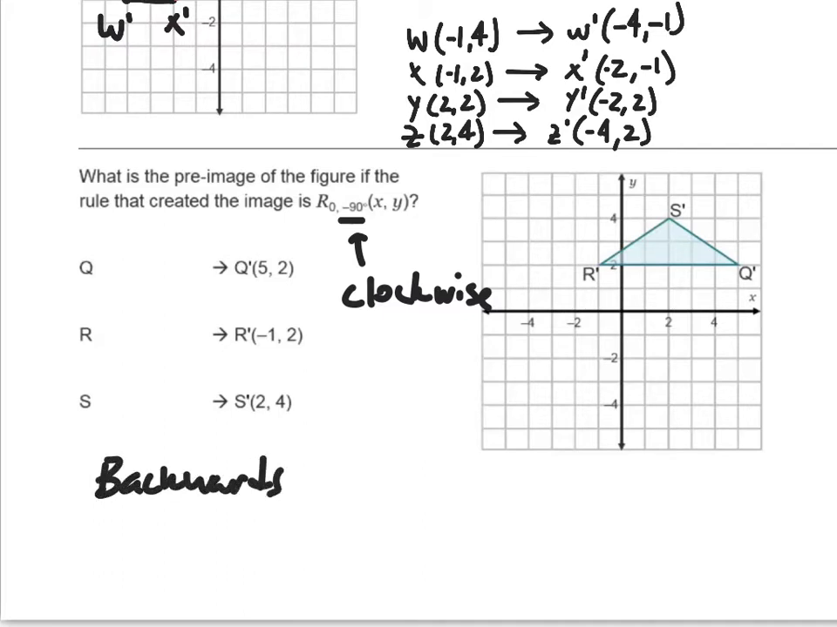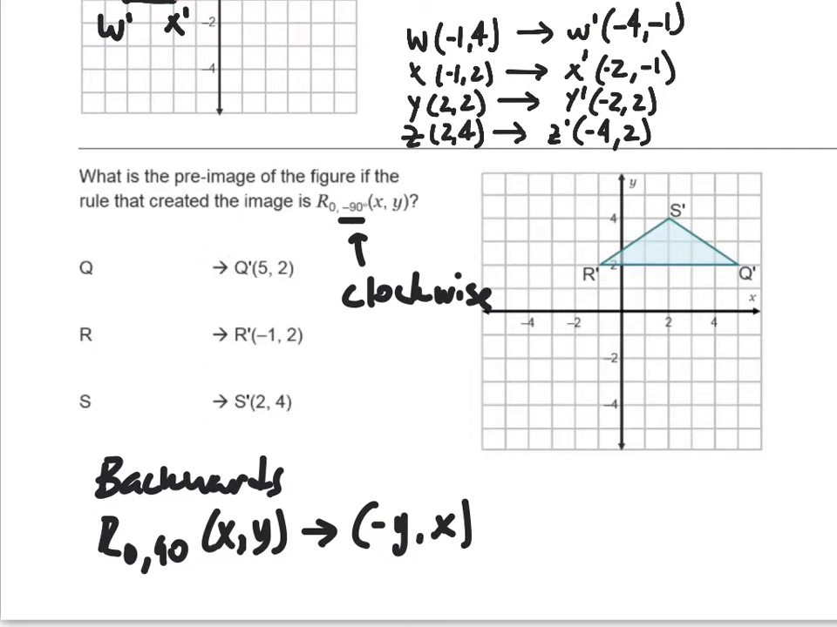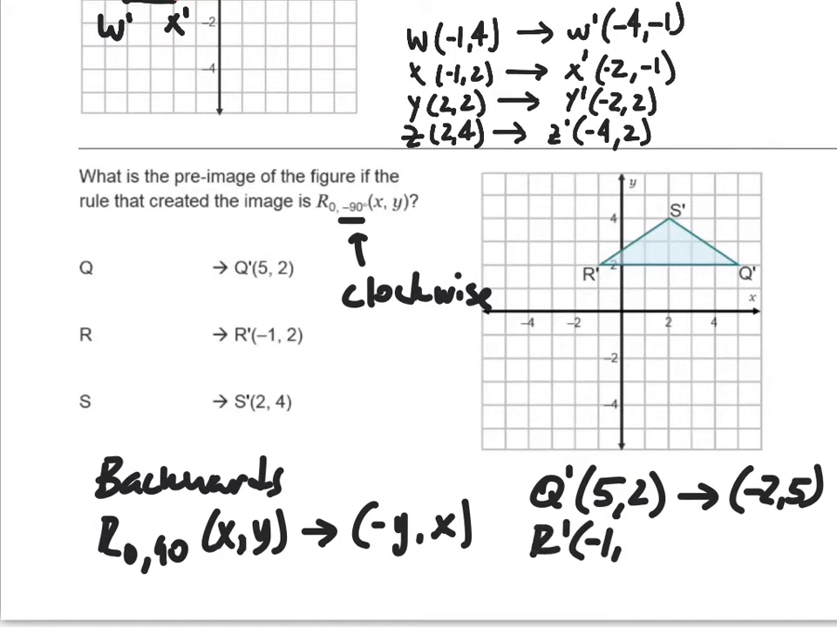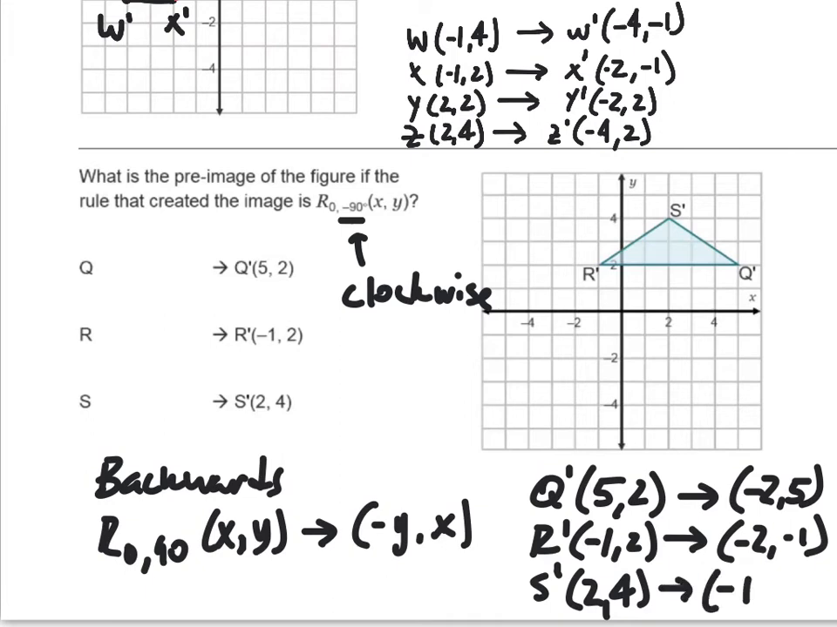If I do that, my rule is going to be a rotation about the origin 90 degrees of my points (x, y), and that's going to give me the new points (-y, x). I'm going to do that on all these points. For Q prime, to go from (5, 2) the other way, to rotate that backwards, I'm just going to switch up my points, and that's going to give me (-2, 5). For R prime, that's (-1, 2). To switch that up, we get the point (-2, -1). And then S prime is (2, 4), and if we rotate that, that's going to give me (-4, 2).